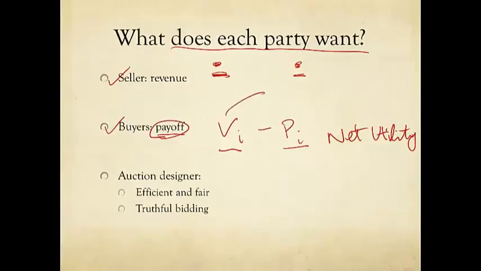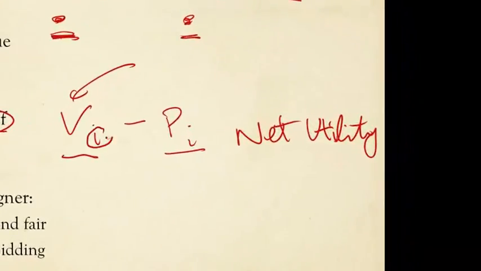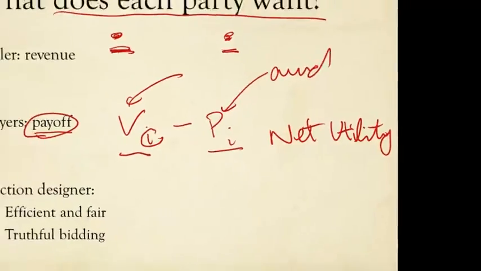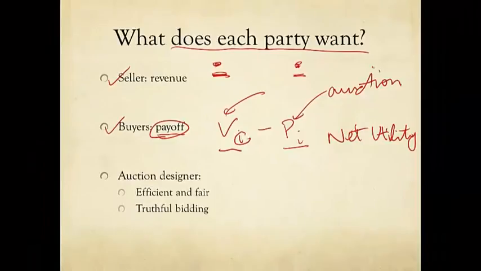Now, of course, valuation is determined by you, and as I said, we assume it is independent of others. But the price is not completely determined by you. It's determined by what other buyers do and the rules of this auction. So the auction will decide what prices you have to pay. So clearly, if the auction rule changes, you may change your bidding behavior because your payoff is the difference between the valuation and the price.